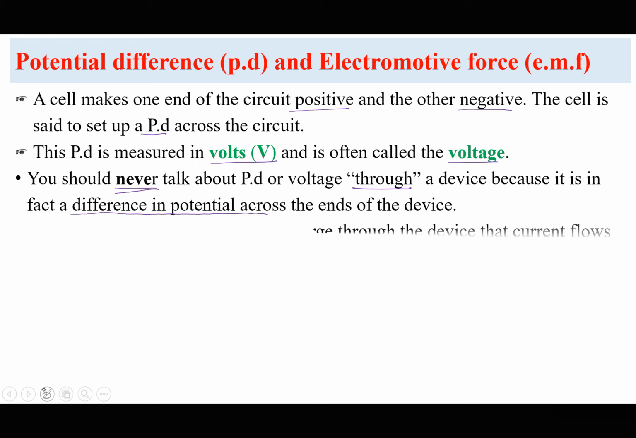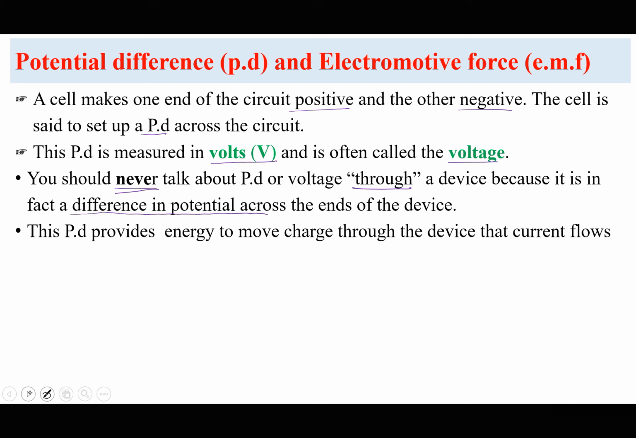So the PD provides energy. The PD provides energy to move charge through the device that current flows through. By creating a potential difference between 2 points, energy is provided which is going to accelerate a charge through the device. So later on we may talk about it as accelerating PD.